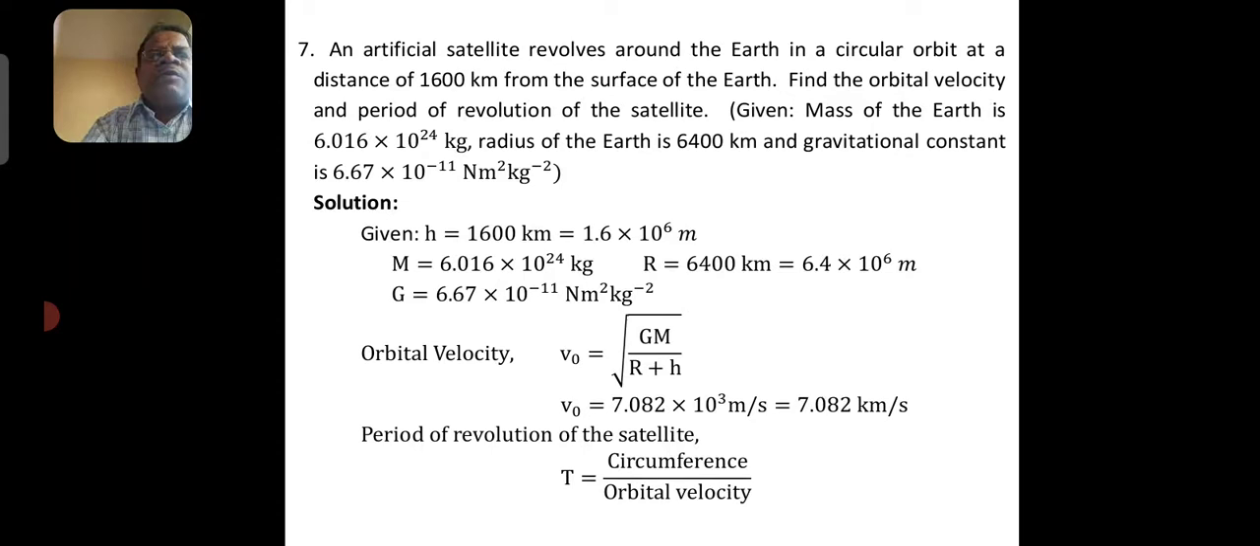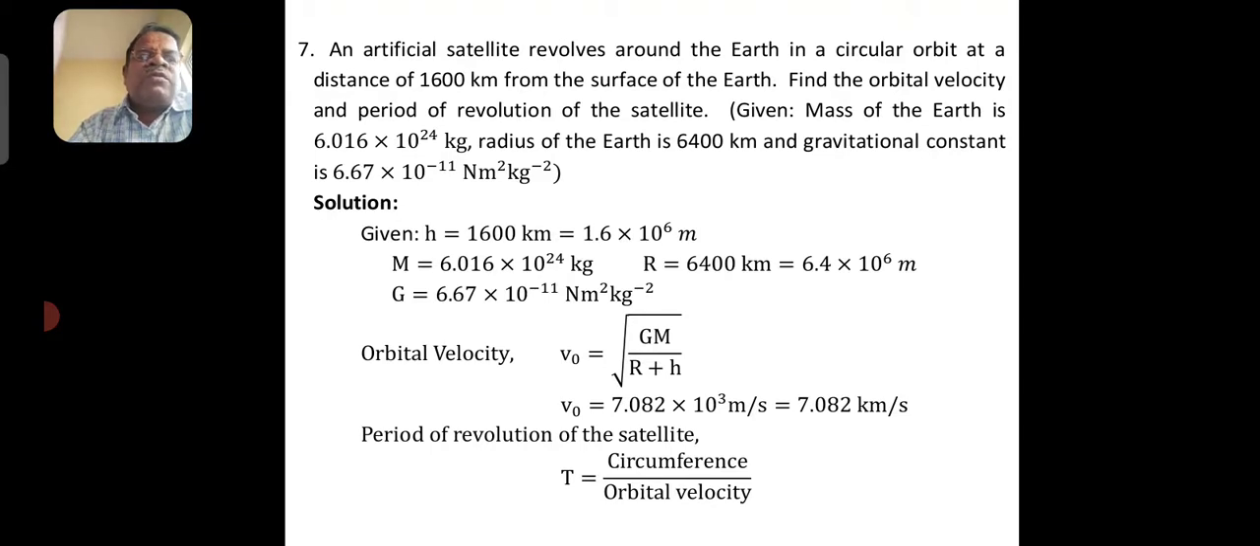Now go through the 7th problem. An artificial satellite revolves around the Earth in a circular orbit at a distance of 1600 km from the surface of the Earth. Find the orbital velocity and period of revolution of the satellite. Given mass of the Earth is 6.016 into 10 to the power 24 kilogram. Radius of the Earth is 6400 km and gravitational constant 6.67 into 10 to the power minus 11 Newton meter square per kilogram square.